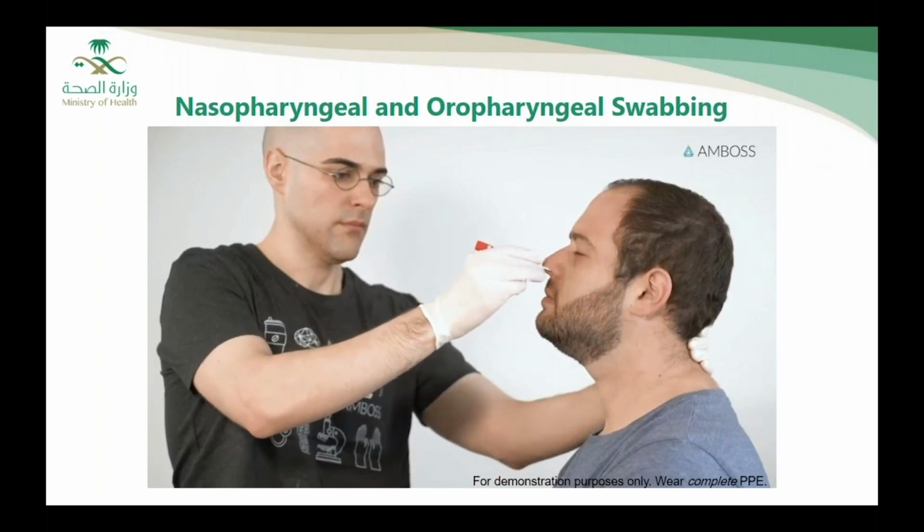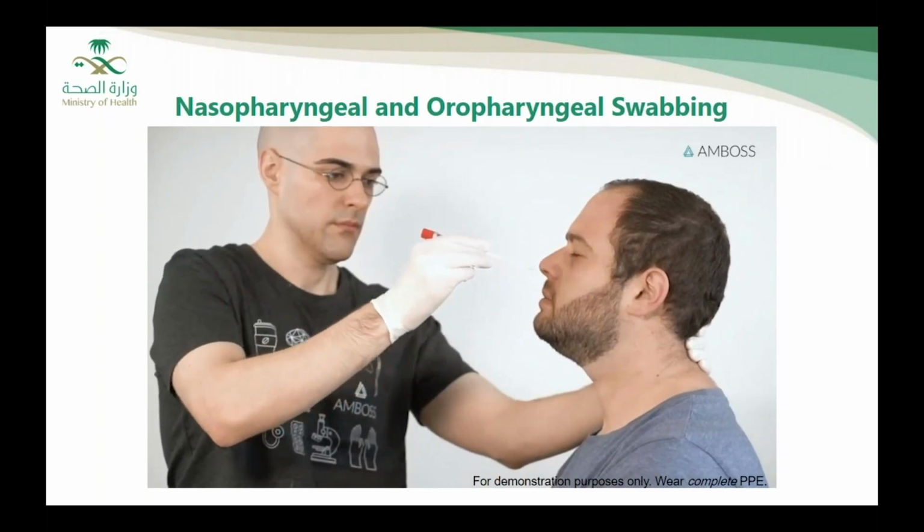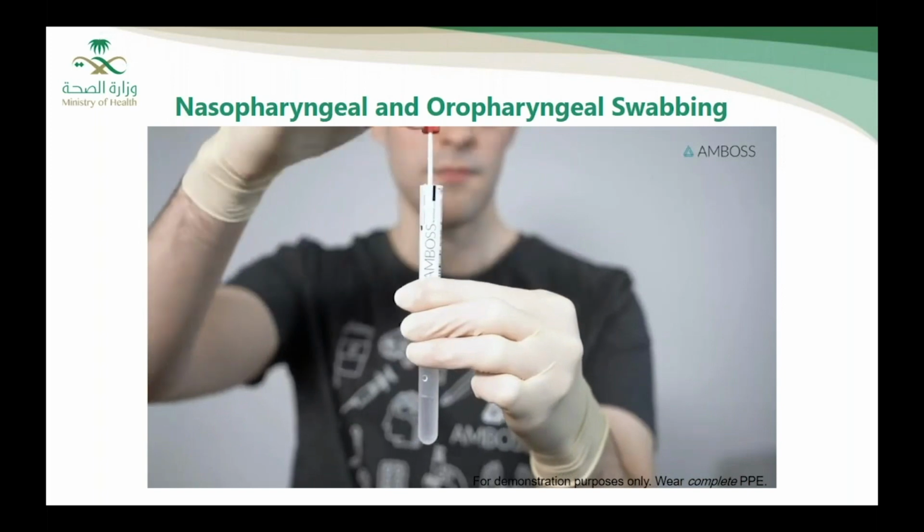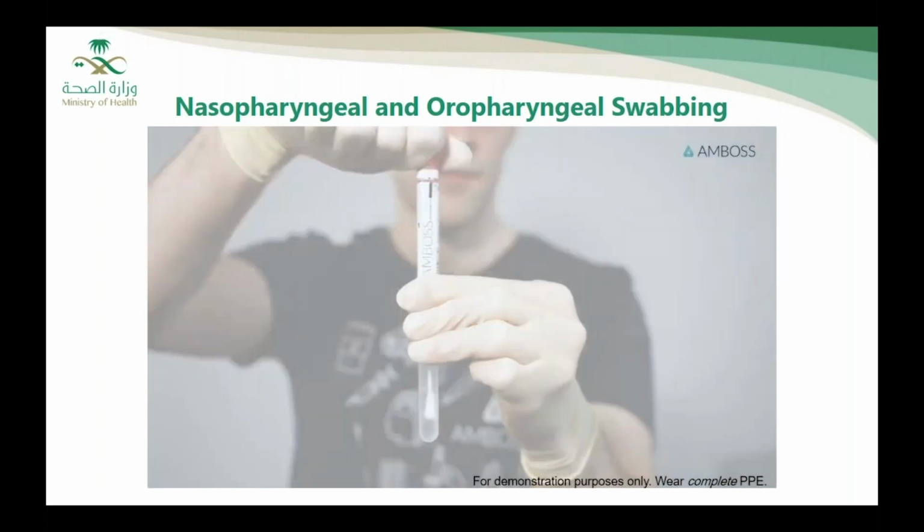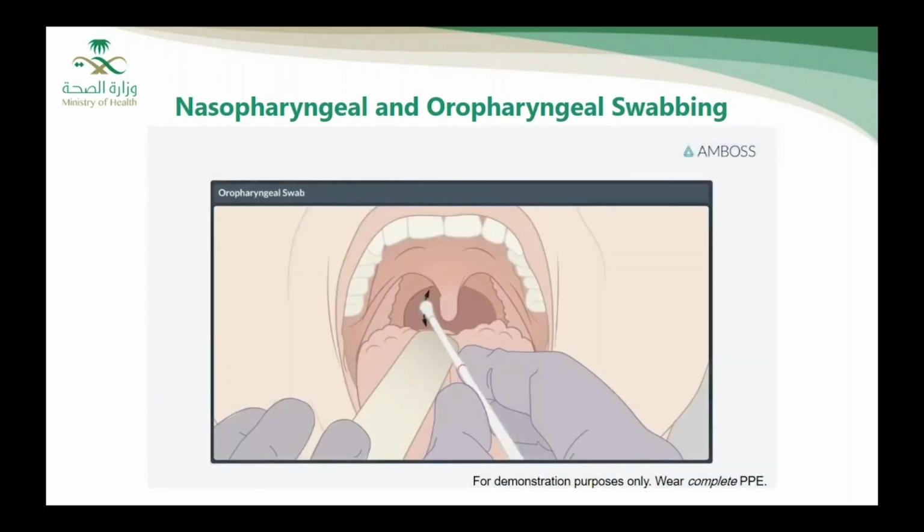Immediately insert the swab into the sample collection tube, which may contain 2 to 3 milliliters of viral transport media. If a nasopharyngeal swab cannot be collected for any reason, an oropharyngeal sample can also be collected through the mouth. Again, inform the patient that the swab will feel uncomfortable for a short time and may trigger a gag reflex.